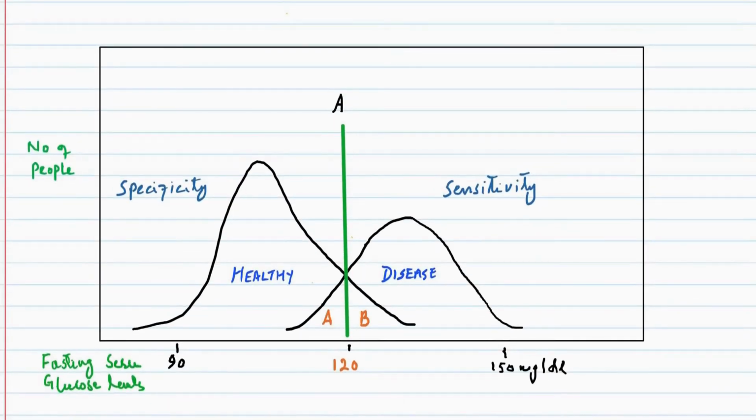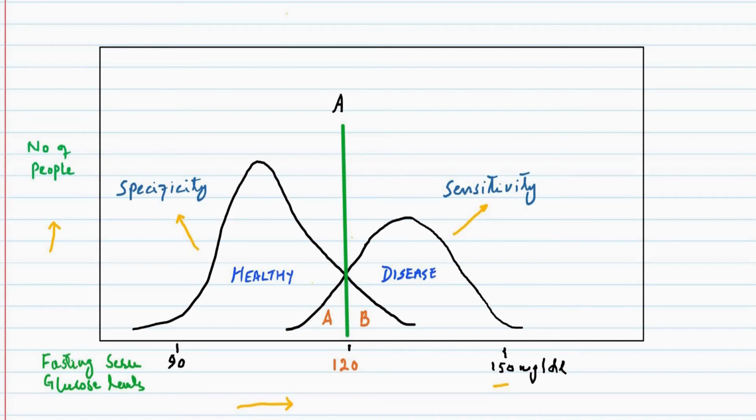We can see in this graph that we have fasting serum glucose level on x-axis and number of people on y-axis. We can see people who are healthy tend to have blood glucose level on lower side, while people with disease tend to have fasting serum glucose level towards higher side. We know specificity of a test deals with people who are healthy and sensitivity of a test deals with people who have disease.